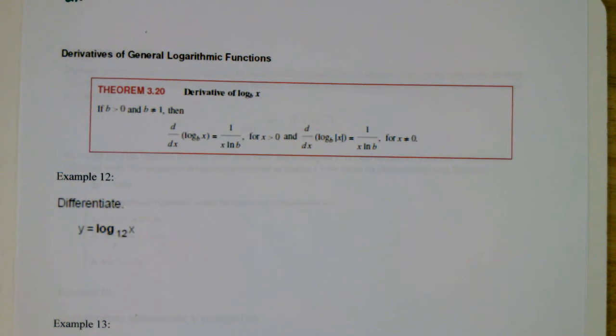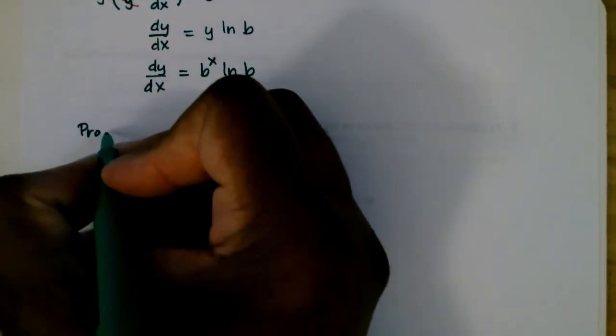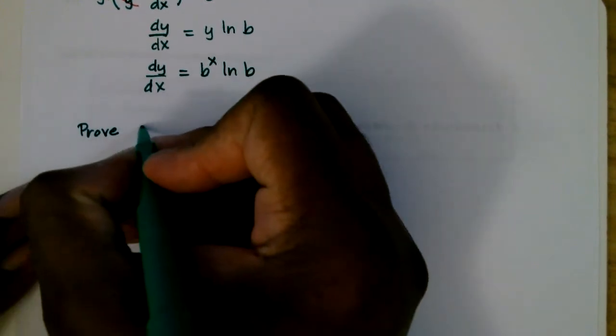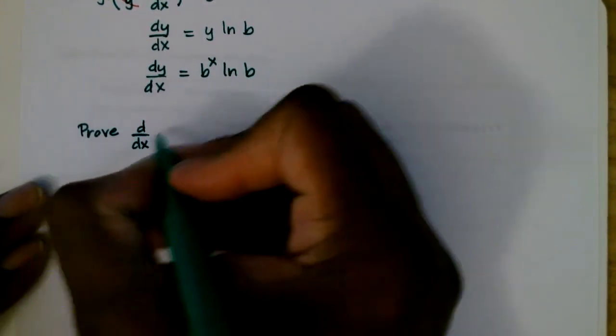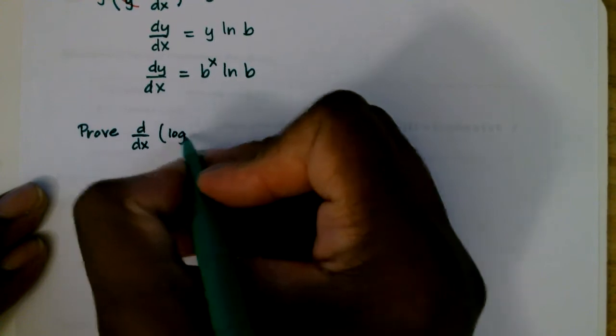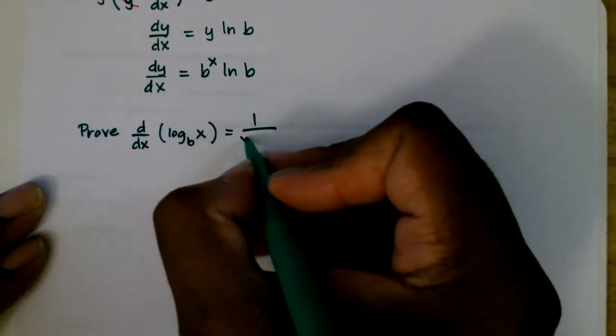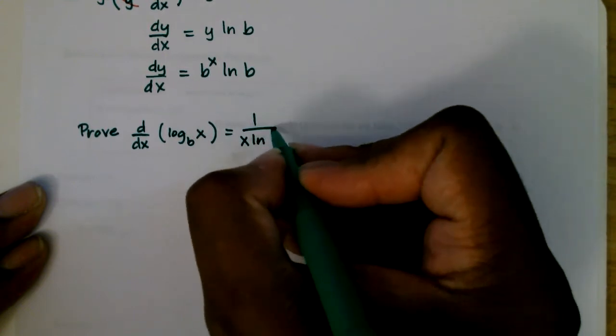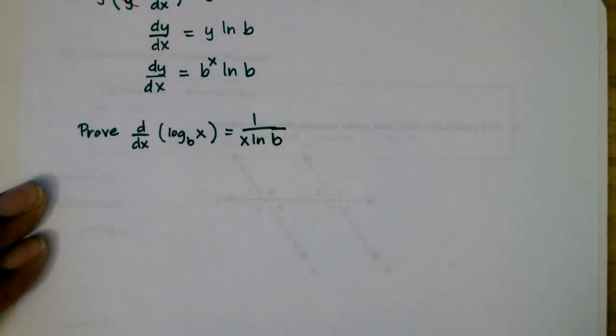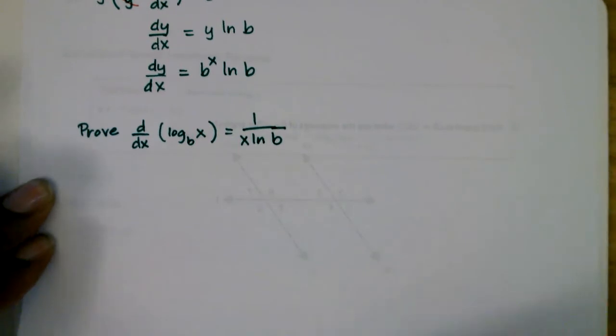Okay, let me go ahead and prove this one as well. All right, so let's say I want to prove this, that the derivative with respect to x of log to the base b of x is going to give you this 1 over x ln of b. And I'm assuming x is going to be greater than 0, by the way.